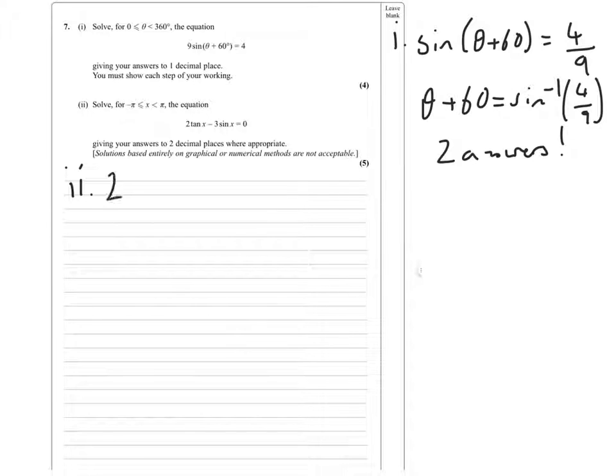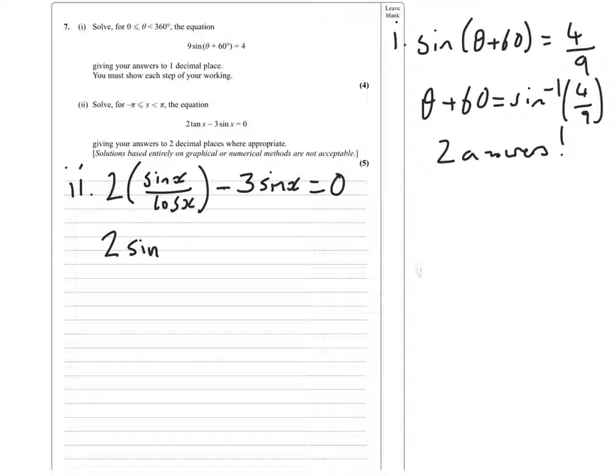Now I'm going to turn tan x into sine x over cos x. Alright, and that gives me this minus 3 sine x equals 0. Alright, I'm then going to multiply through by cosine. Alright, so we get 2 sine x minus 3 sine x cos x equals 0.